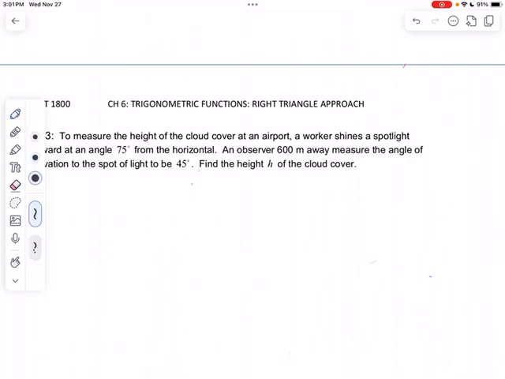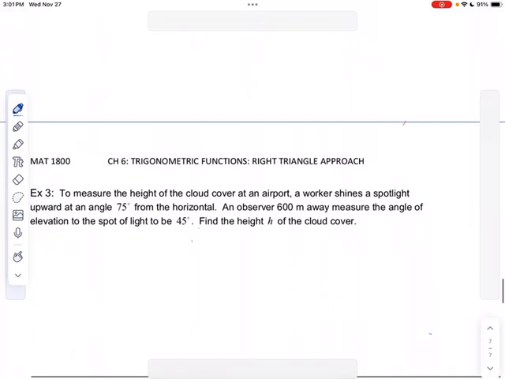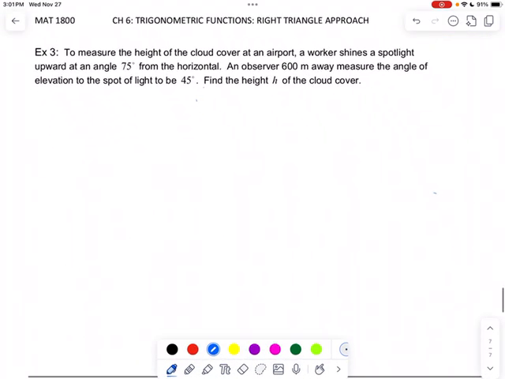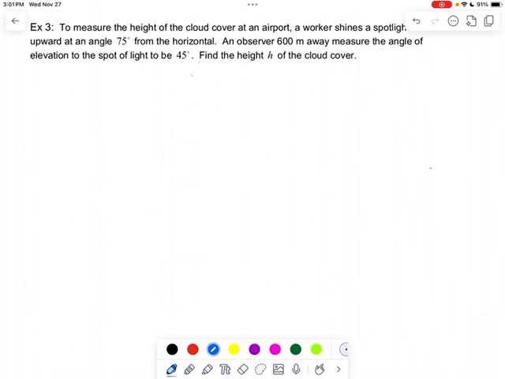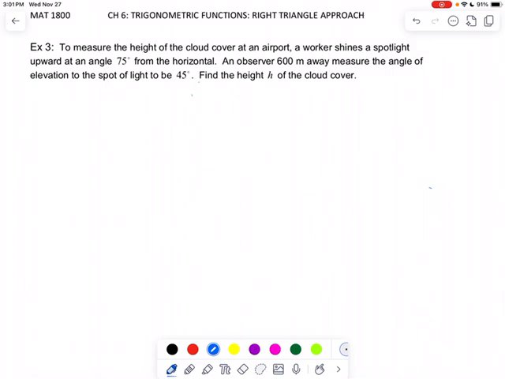Okay, so what is this one? This is saying, to measure the height of the cloud cover at an airport, a worker shines a spotlight upwards at an angle of 75 degrees from the horizontal. An observer 600 meters away measures the angle of elevation to the spot of the light to be 45 degrees. Find the height h of the cloud cover.